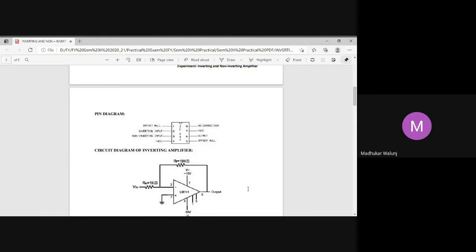It is a 741 IC, and the pin diagram is shown here, where the 1 terminal and 5 terminal is offset null. It is already done in a theoretical session. 2 number is inverting and 3 number is non-inverting. 4 number is minus VCC, 7 is plus VCC. 6 number terminal is output, and 8 number terminal has no connection.